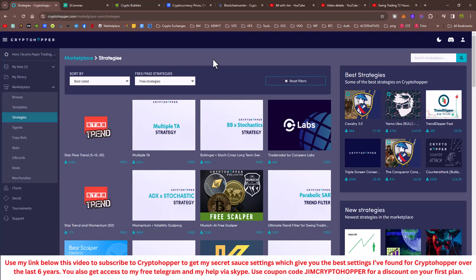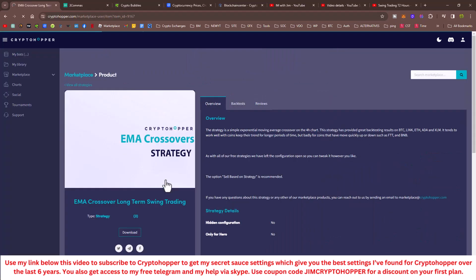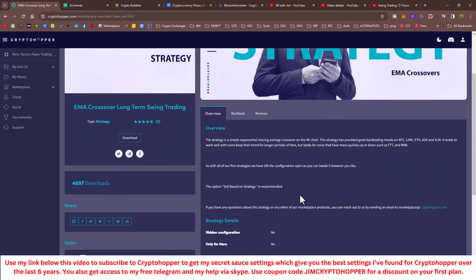Alright, so I've already seen a likely strategy, long-term swing trading using the EMA crossovers. Let's have a look at that one, shall we? So we'll take a quick look, and the option sell based on strategy is recommended. As with all our free strategies, we have left the config open so you can tweak it however you like.